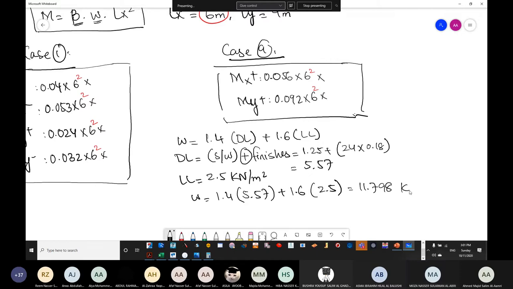11.798 kilonewton per meter square, but we said the slab is designed for 1 meter width, right? Do you remember when we said the slab is designed for 1 meter? Do you remember your water tank problem? I think you shouldn't forget that. The slab is designed for 1 meter width. So it's 11.798 kilonewton per meter. I'll just go and multiply here.